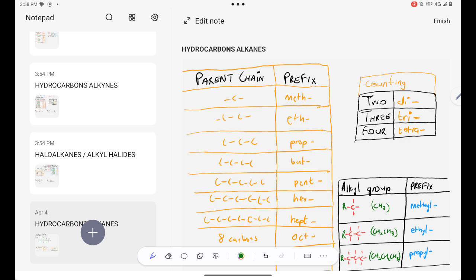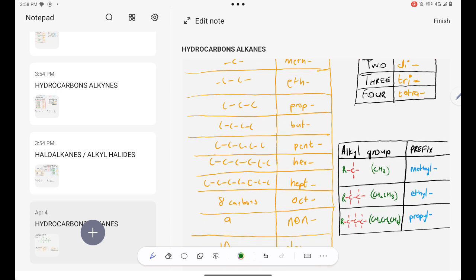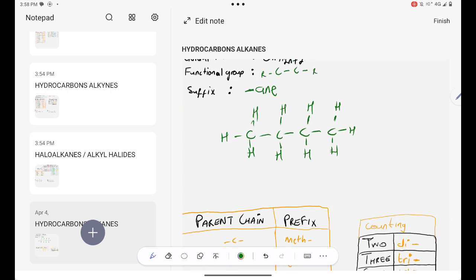If your longest chain only has one carbon, your prefix should be meth. If your parent chain has two carbons, your prefix should be eth. If you have three carbons, the prefix should be prop. Four is but, five is pent, etc. All of them are listed here, guys. For example, since our compound over there has 4 carbons, our prefix will be but, and then all we have to do is combine both the prefix and the suffix. For alkanes, the suffix will always be ane.